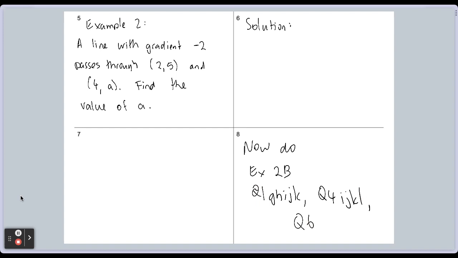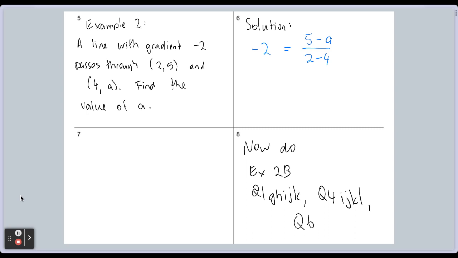So example 2, a line passes through (2, 5) and (4, a). The gradient is -2. Find the value of a. Okay, so the way I do this is I would set up m is equal to... Oh, hang on, I actually wouldn't even do that. I know the gradient, so I'm going to put my -2 in straight away. And then I've got 5 minus a over 2 minus 4.